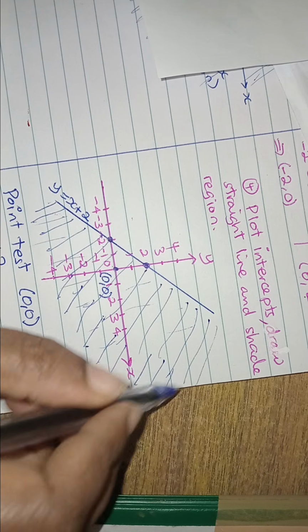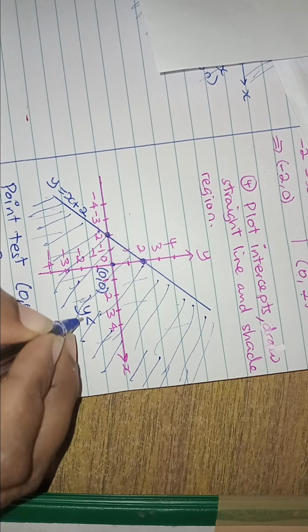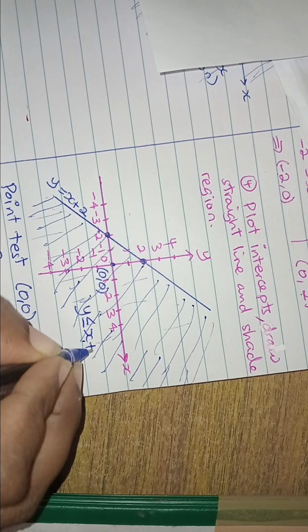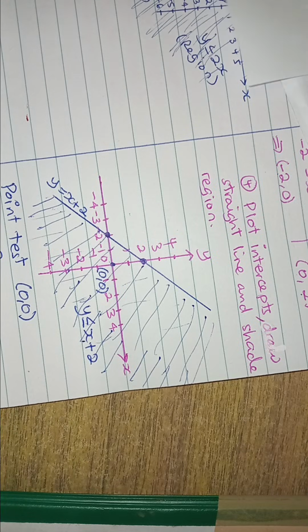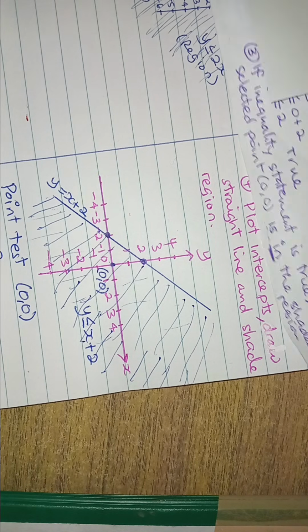So again, the shaded region comes from the inequality y is less than or equal to x plus 2. And the straight line comes from the equation y equals x plus 2.